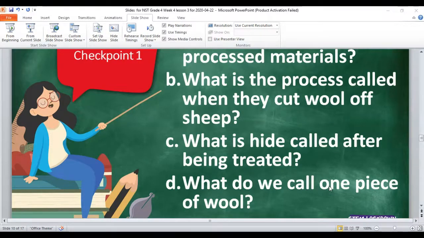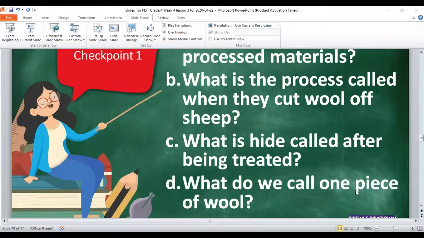It's a very important question, I must ask you that question. What do we call one piece of wool? Yeah, I have the paper here. What do we call one piece of wool? Those are the 4 questions you must be able to answer. If you can answer those 4 questions, it means you are following us very well.